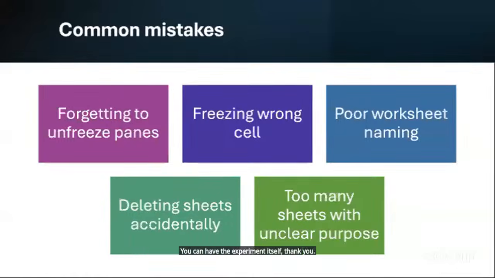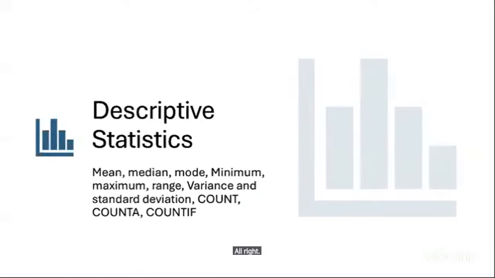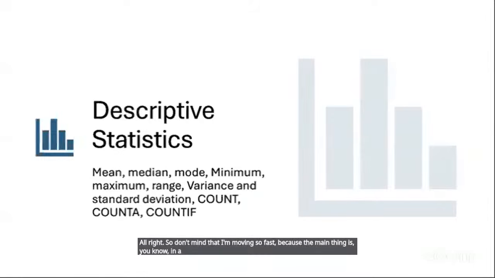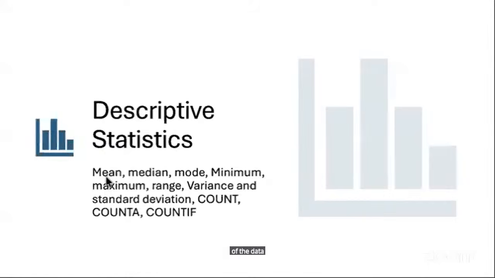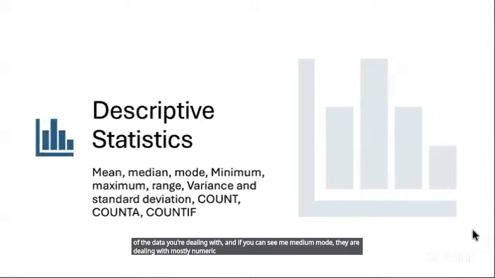All right. So don't mind that I'm moving so fast, because the main thing is in Excel, which I will open. But I need to just talk on my slide. Descriptive statistics. Well, for those that know mathematics, this is very simple: the mean, median, mode of the data you are dealing with. And if you can see mean, median, mode, they are dealing with mostly numeric data. So they answer questions like, what is the average score of this?